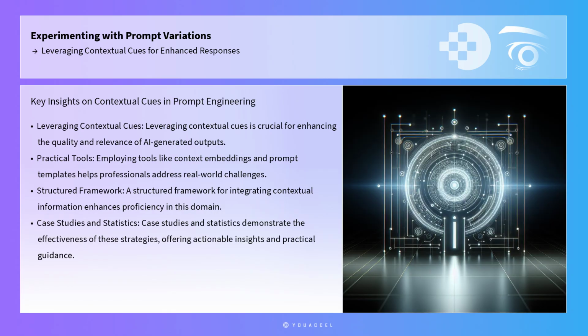In summary, leveraging contextual cues for enhanced responses is a crucial aspect of prompt engineering that can significantly improve the quality and relevance of AI-generated outputs. By employing practical tools such as context embeddings and prompt templates, and by following a structured framework for integrating contextual information, professionals can address real-world challenges and enhance their proficiency in this domain. Through case studies and statistics, the effectiveness of these strategies is clearly demonstrated, providing prompt engineers with the actionable insights and practical guidance needed to excel in their field.